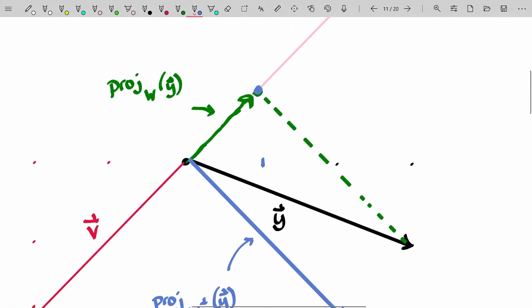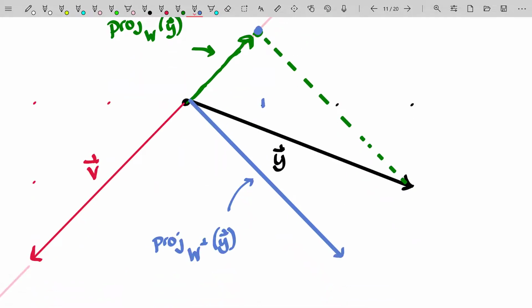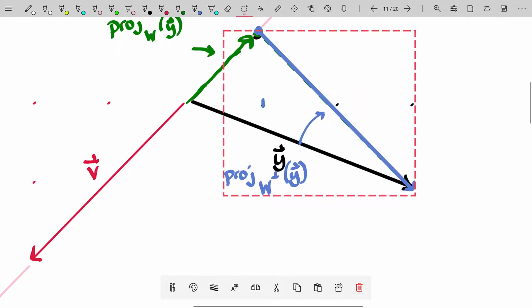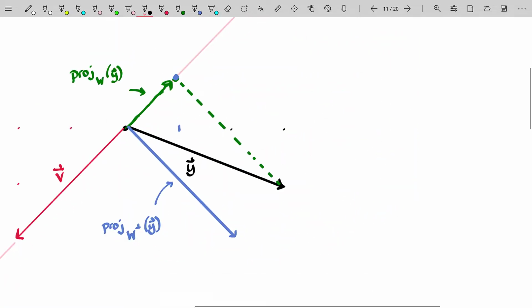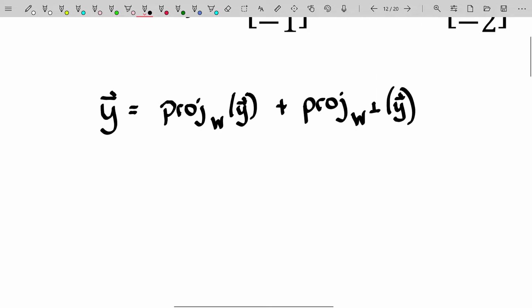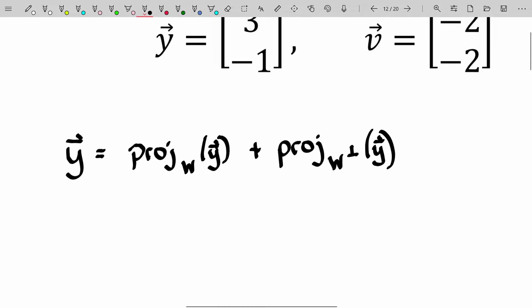So you can kind of think of the green vector as the component of y on w, and then the blue vector as the component of y orthogonal to w, if you want to think of it that way. But one thing you should note here is the sum of those two vectors is the black vector y. Again, just doing tail to tip addition, you can see the sum of those two vectors definitely is y. So it's really helpful to write that down, because what we're going to do is find out what that projection of y onto w perp is as a vector.